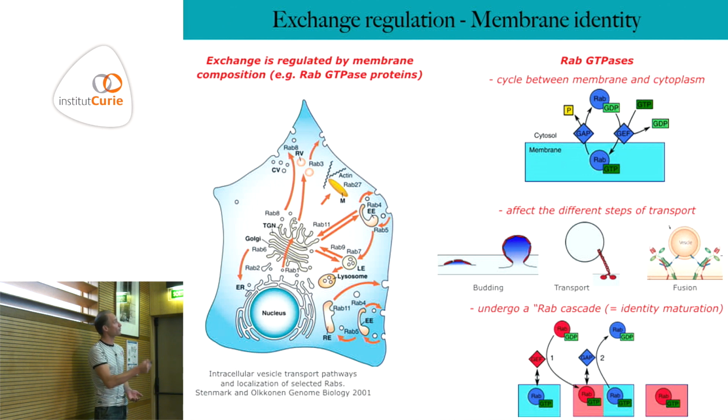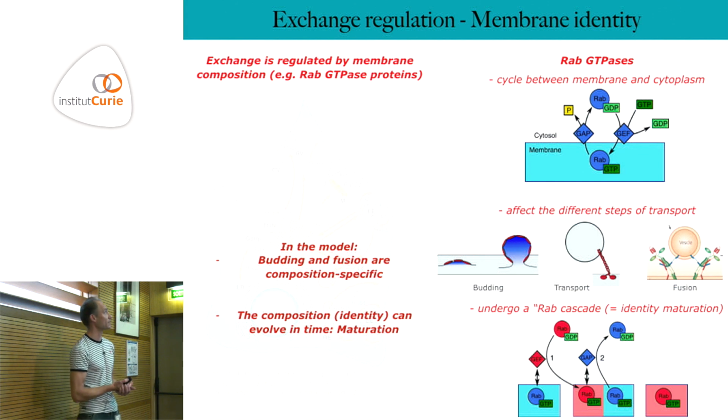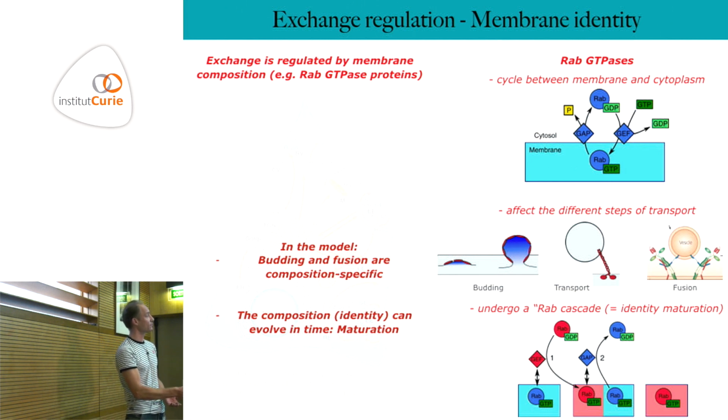So the idea is to try to make models of this really complicated system. Of course, we will simplify this very much. And the idea is to basically have as few ingredients as possible in the model so that we can make sense of it. So it's more of a conceptual model than an actual model, which is supposed to represent all the complexity of the cell. And the ingredients that I want to put are the fact that budding and fusion will depend on the composition of the membrane. That's one thing. And the other is that the composition of the membrane itself will evolve with time. So basically budding and fusion are composition specific, and the membrane identity undergoes maturation. And with this, we'll see what we can get.